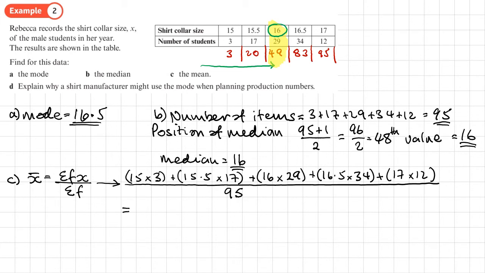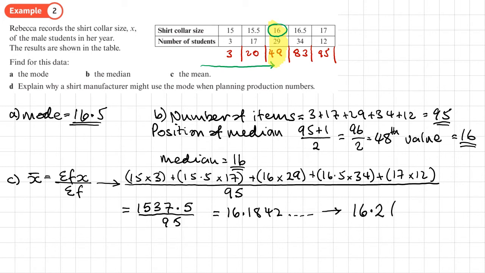Okay, so now we'll work out what the top is. We'll do this calculation. So don't just write down the answer. Always work out what this top part is, and that will give you 1,537.5. We're going to divide that by 95. Now that gives me 16.1842. I want to round that to 3 significant figures, so I'll give it as 16.2 as the median for the collar size, so 3 significant figures.